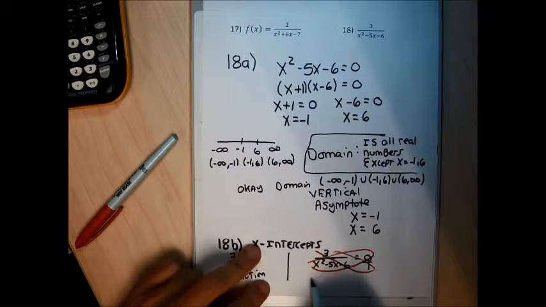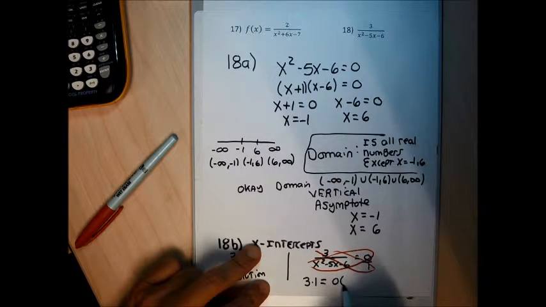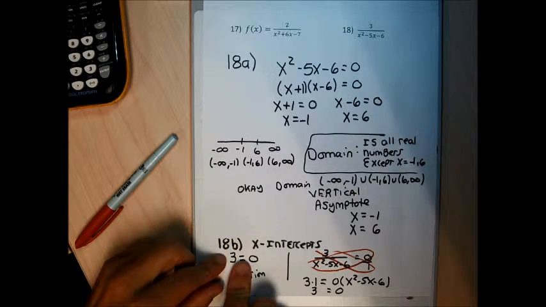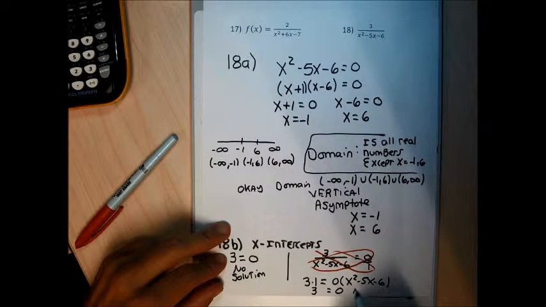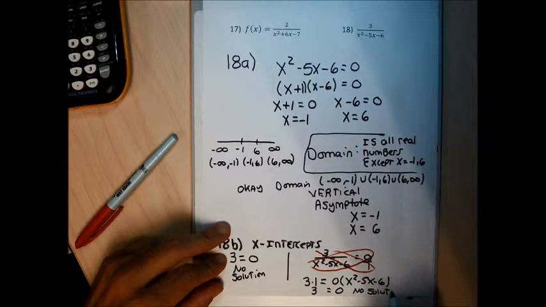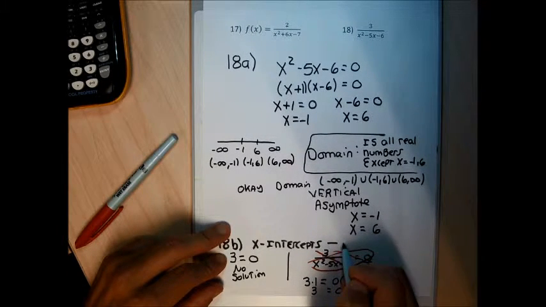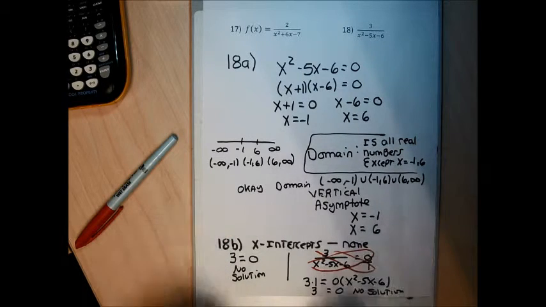When I cross-multiply down, I'd go 3 times 1. When I cross-multiply up, I'd go 0 times x squared minus 5x minus 6. On the left side, 3 times 1 is 3. On the right side, 0 times anything is 0. So you get the same 3 equal to 0, which is a lot more algebra. And similarly, because there's no x in this line and it's a false statement, there's no solution. So there's going to be no x-intercepts. So my answer to part B is that there are no x-intercepts.